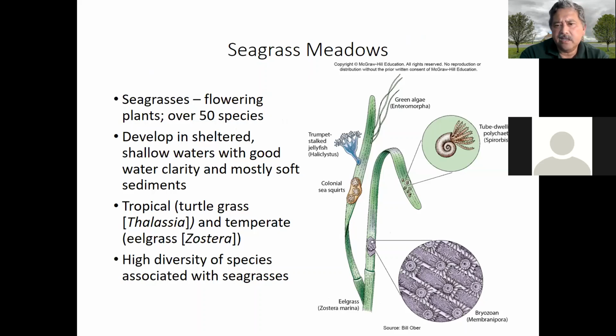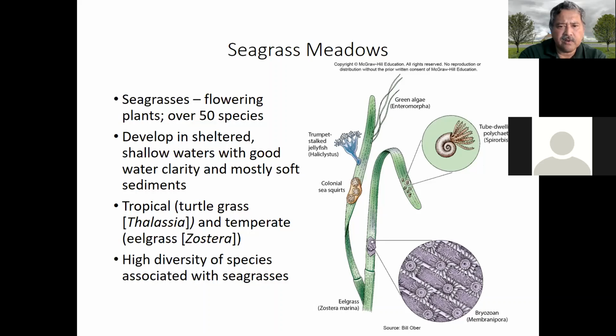And so you can see in this drawing, you can see that seagrass makes up an ecosystem. You have all these different organisms that can live on the eelgrass right here. Some of them may be microscopic, but others can be seen with the naked eye. Here's some green algae that live on the seagrass. The seagrass is not just one species. It is a higher plant. It's a flowering plant. There are over 50 species of seagrass.